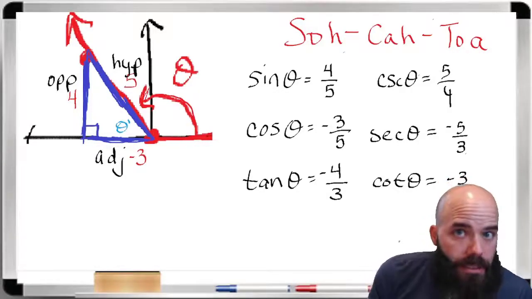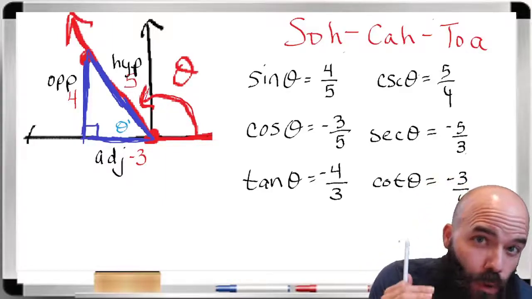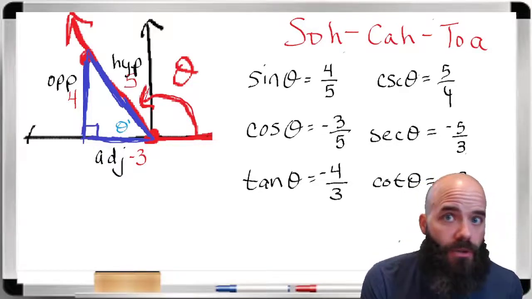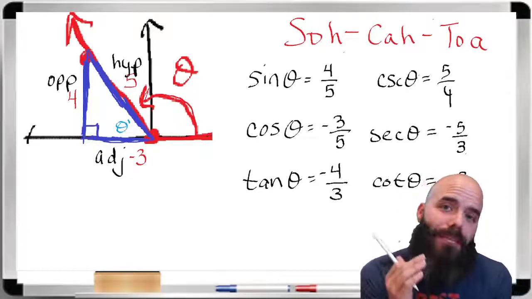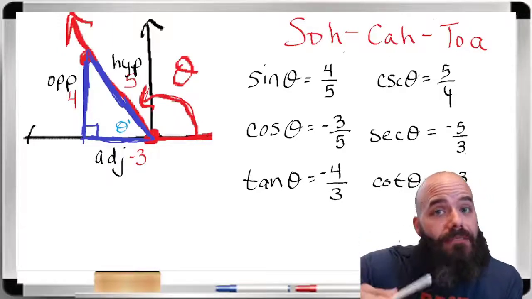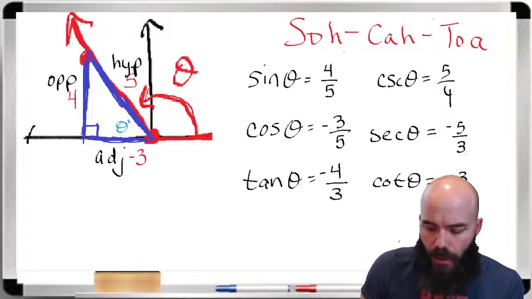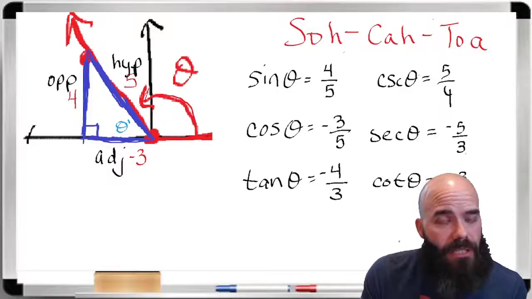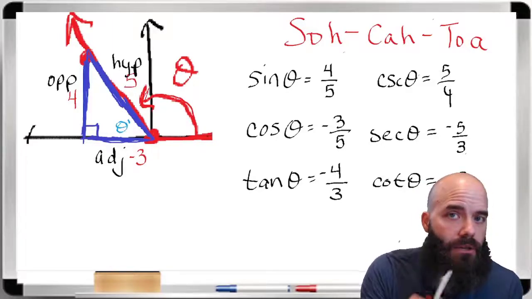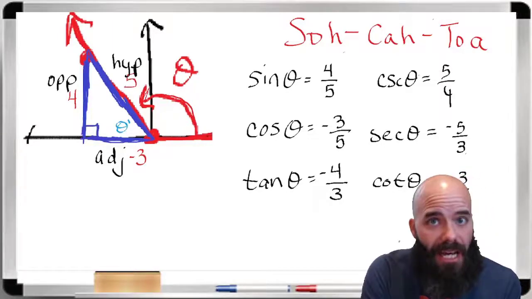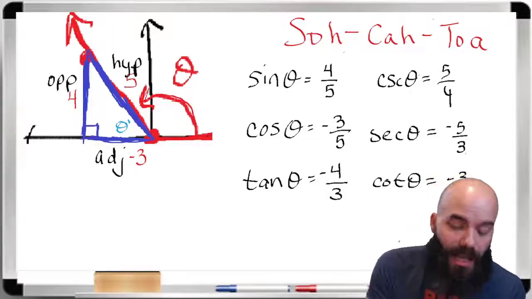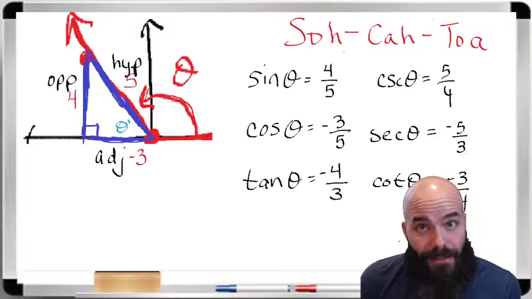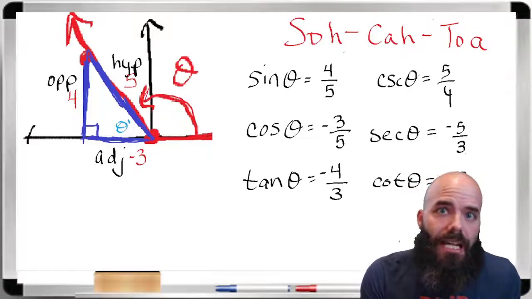That is very important. But what you will learn over time is the reference angle to a particular angle can be used to help find exact values of trig functions. Okay, so sine of theta is 4/5. Sine of theta prime is also 4/5. So I use that reference angle to help me find sine of theta, all right? Cosine of theta is -3/5. Cosine of theta prime is also -3/5. And that's just the idea behind a reference angle.